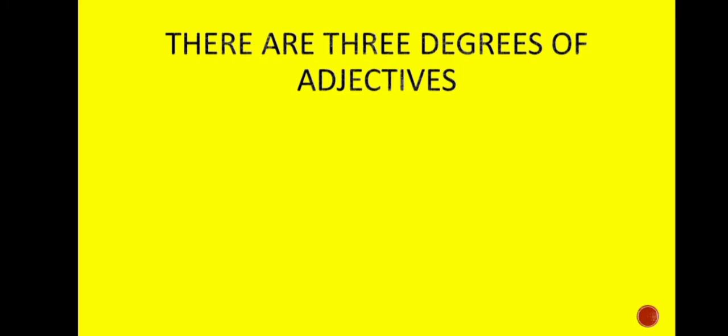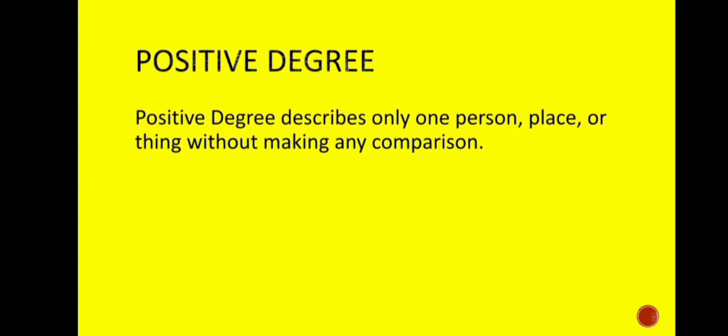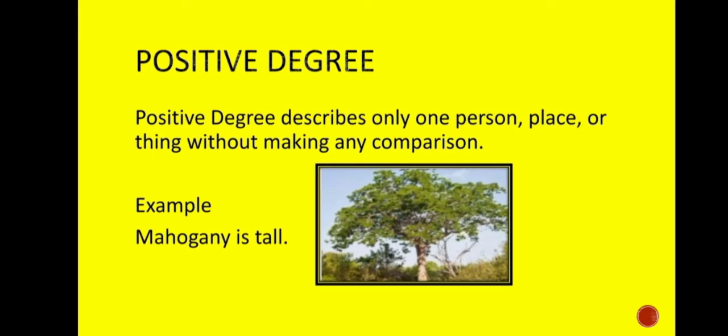So as I have mentioned earlier, there are 3 degrees of adjectives: the positive degree, the comparative degree, and the superlative degree. So what is the positive degree? When we say positive degree, it is an adjective that describes only one person, place, or thing without making any comparison. Like for example, mahogany is tall.